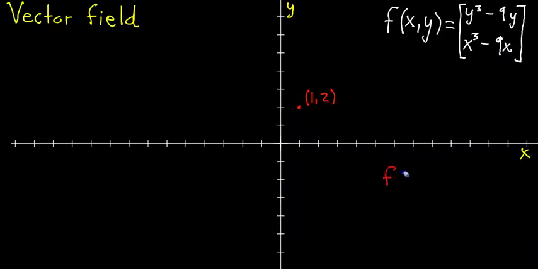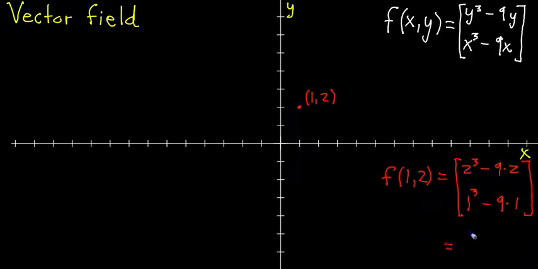So if we actually evaluate f at 1, 2, x is equal to 1, y is equal to 2, so we plug in 2 cubed minus 9 times 2 up here in the x component, and then 1 cubed minus 9 times 1, excuse me, down in the y component. 2 cubed is 8, 9 times 2 is 18, so 8 minus 18 is negative 10. And then 1 cubed is 1, 9 times 1 is 9, so 1 minus 9 is negative 8.